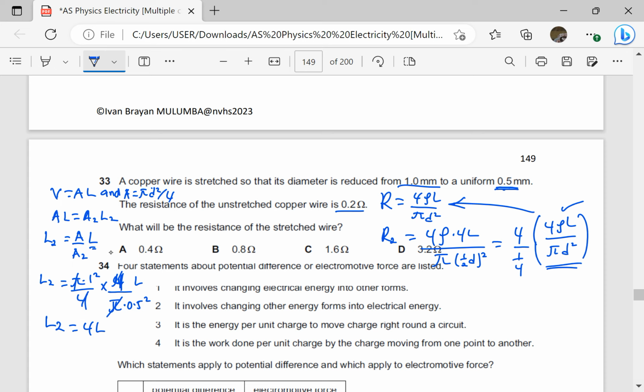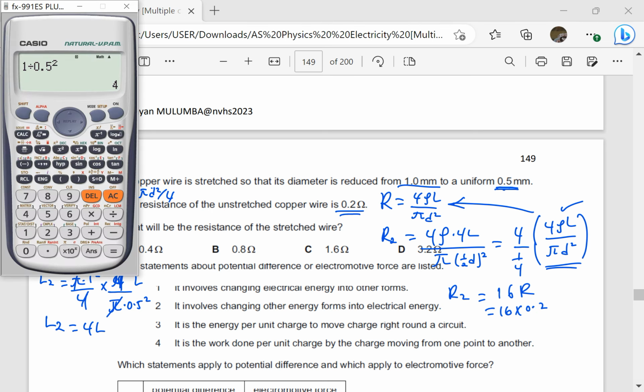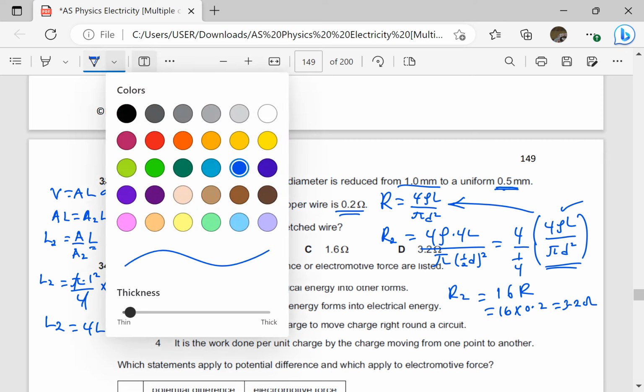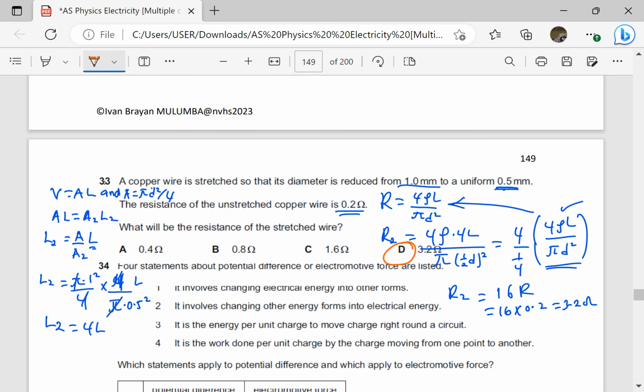Therefore, this means that R2 is going to be 4 divided by a quarter, I think it is 16. So this will be 16 times R, where R was 0.2. The initial unstretched copper resistance was 0.2. So this is going to be 16 times 0.2, that is 3.2. So this gives us 3.2 ohms. This is quite technical, but when you have experience, it becomes easy. So our answer is 3.2 ohms, which is D.